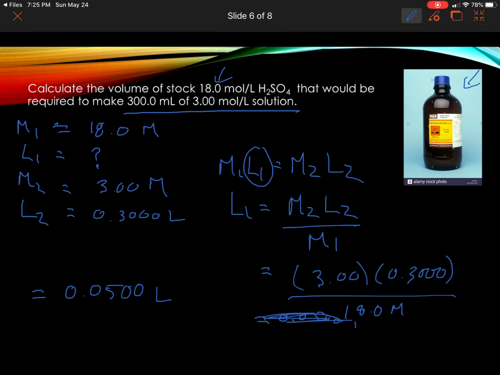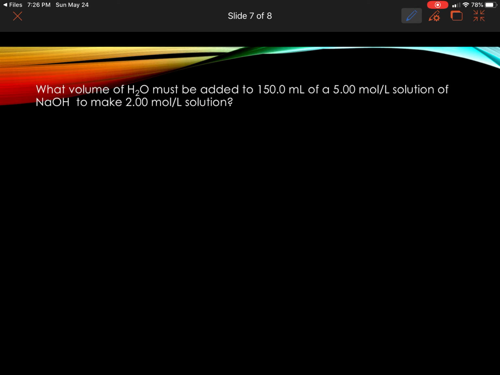When you're working in a lab, 0.0500 liters is not as meaningful as saying it's going to be 50.0 mL, right? So either one, these are the same things. If you answer in liters, that's great. Don't worry about it. Keep it like that. But just know that your answer keys are often going to be in milliliters because that's what you would use when you were working in a lab.